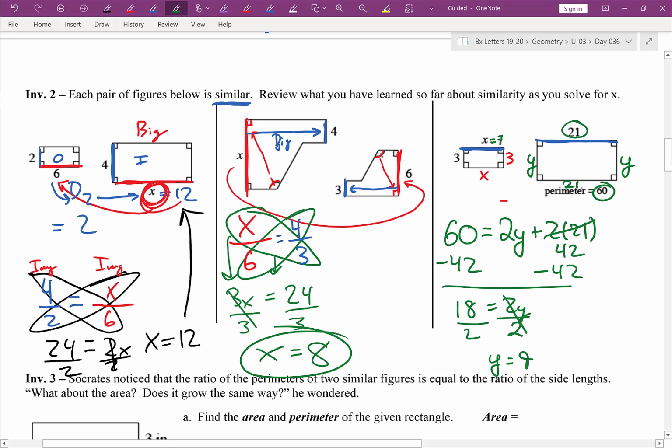I have used their perimeter and that 21 and this 21 to work out that there's really 18 left for both sides, and since both sides are equal, I could split that equally amongst them. And now I can compare that 9 to that 3. That 9 over that 3 is that scale factor of 3. And that's where you could go backwards. You could be like, okay, well, 21 divided by 3 is that 7. And that's probably how you solve that problem, okay?